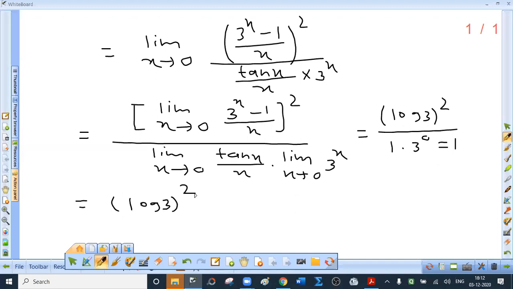If asked as an MCQ, one of the options will definitely be 2 log 3. 2 log 3 is log of 3 square, that is log 9. This is (log 3) square, which means log 3 into log 3.